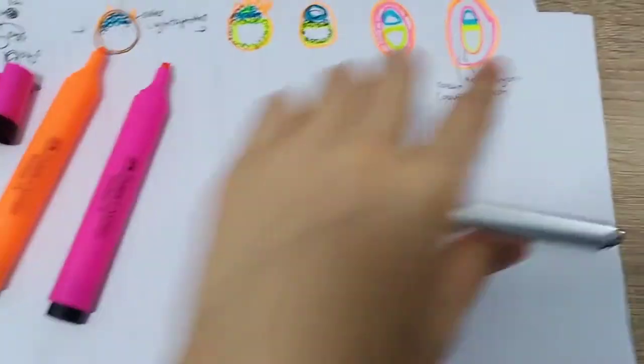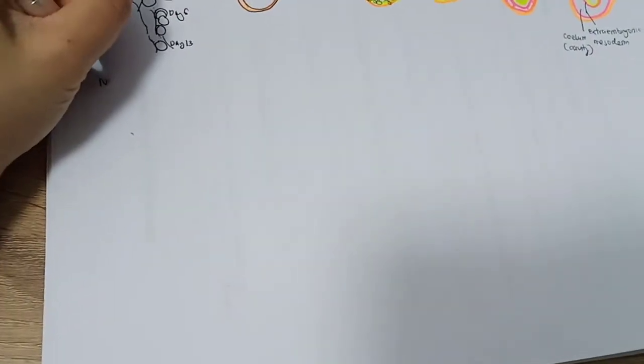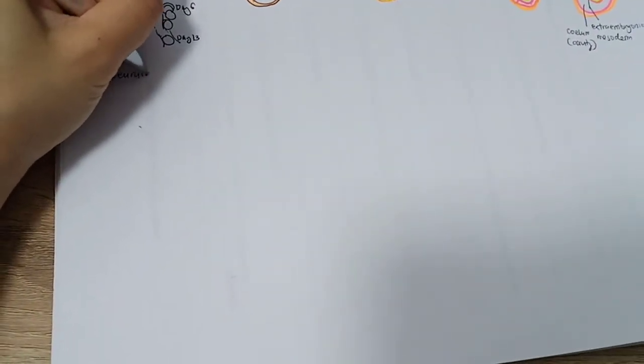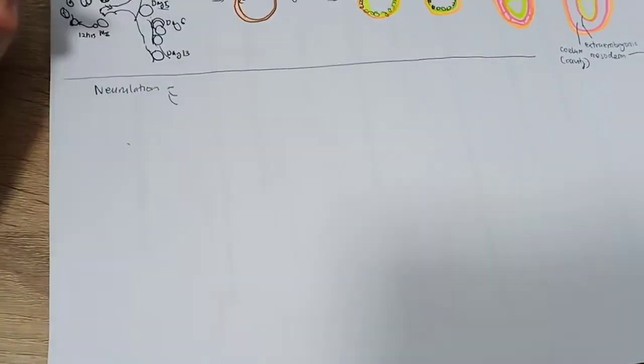When we have this, what will happen later is neurulation and also gastrulation. Neurulation is basically the process of forming the neural plate, the neural tube, and the neural crest.